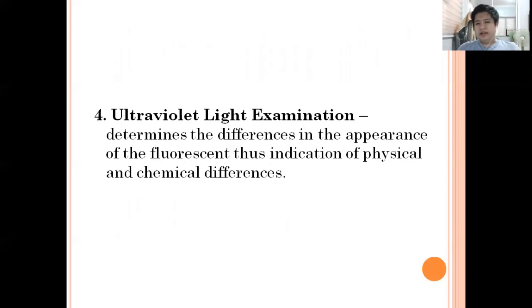For ultraviolet light, simple, it only determines the difference in the appearance of the glass when it is examined through the use of fluorescence, which will indicate the physical and chemical differences of these glasses.